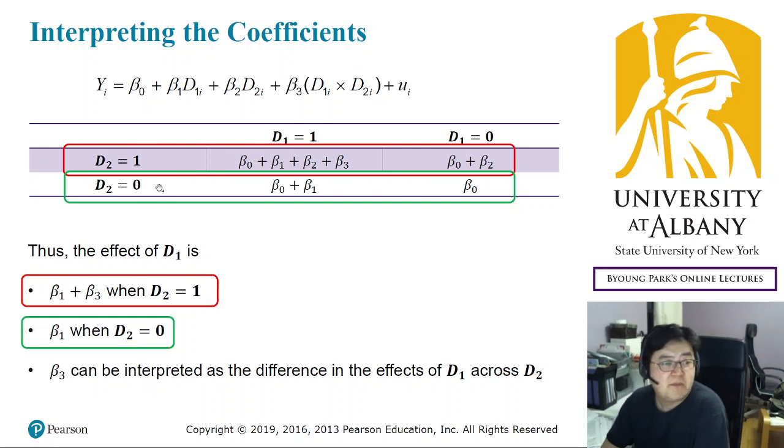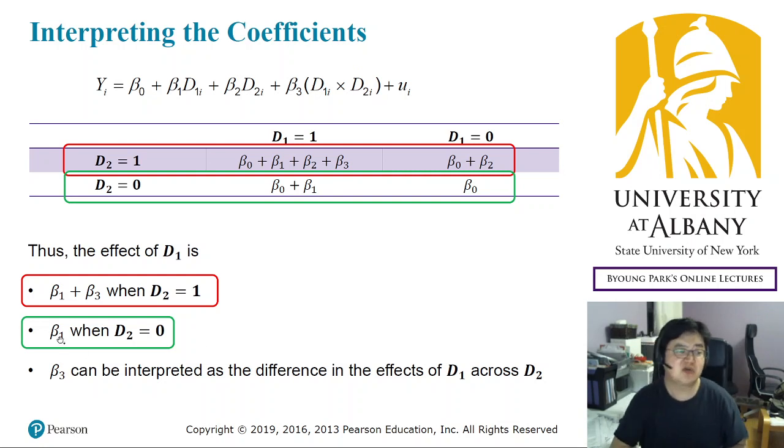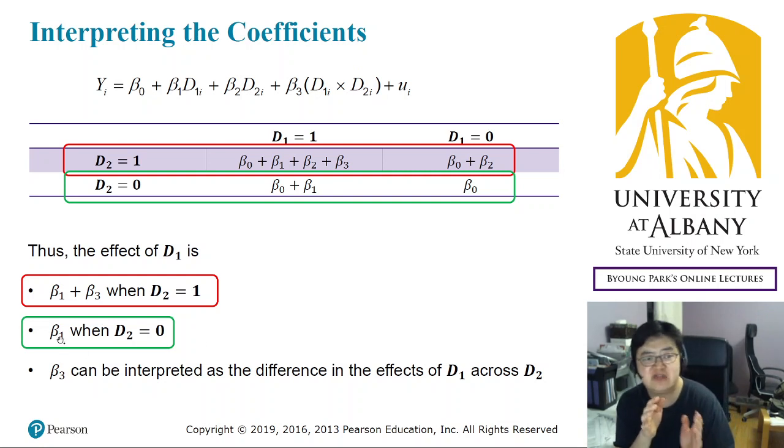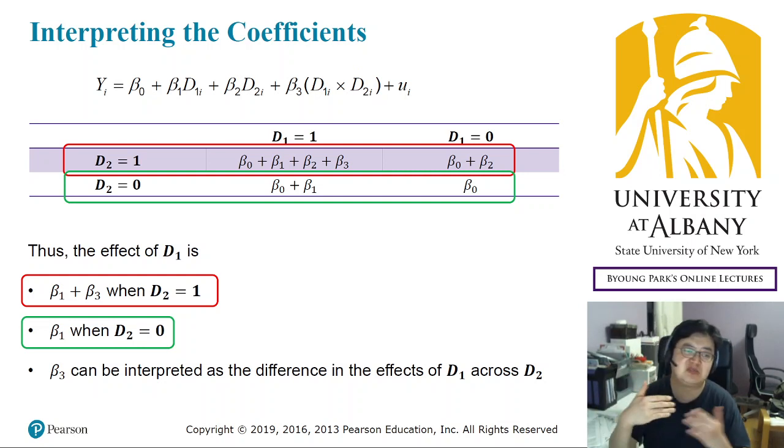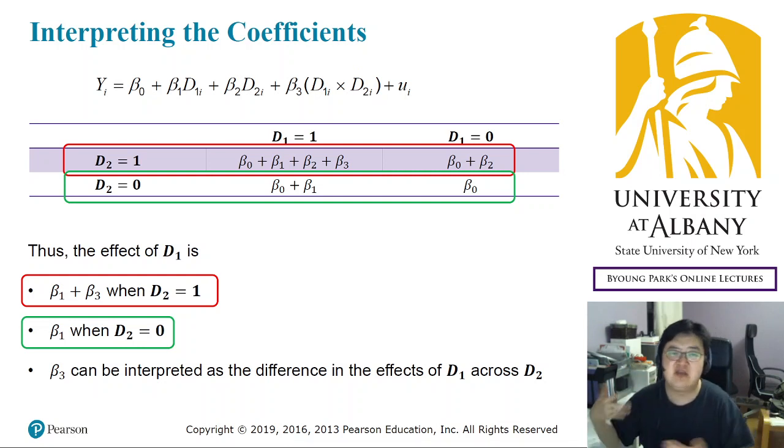But when d2 equals 0, in the green box comparison, when you compare in the green box, then the difference is obviously beta 1. So what you see here is that the effect of d1 changes depending on d2. So when d2 is 1 or 0, implying different effect of d1.